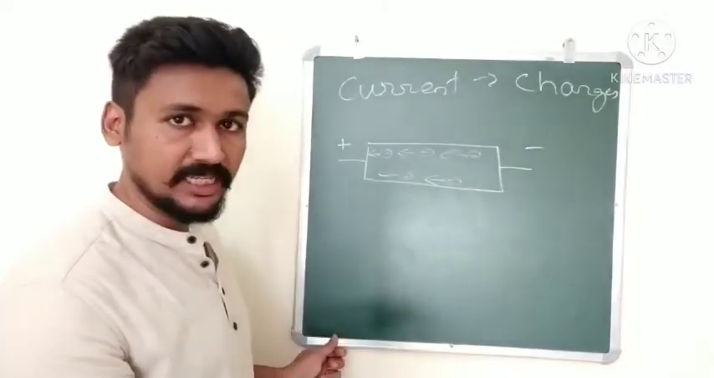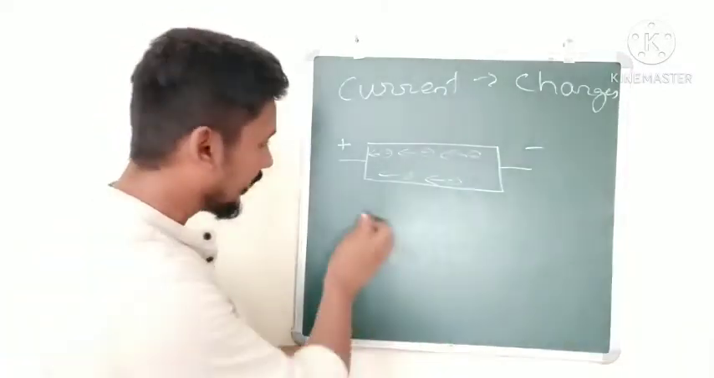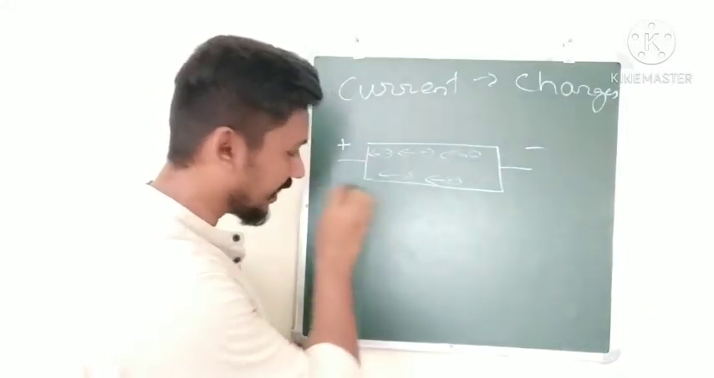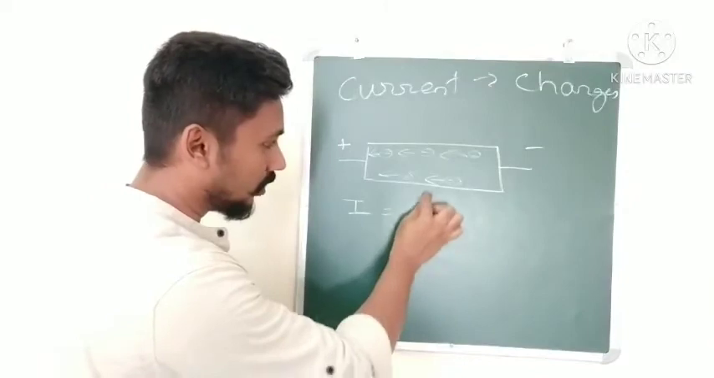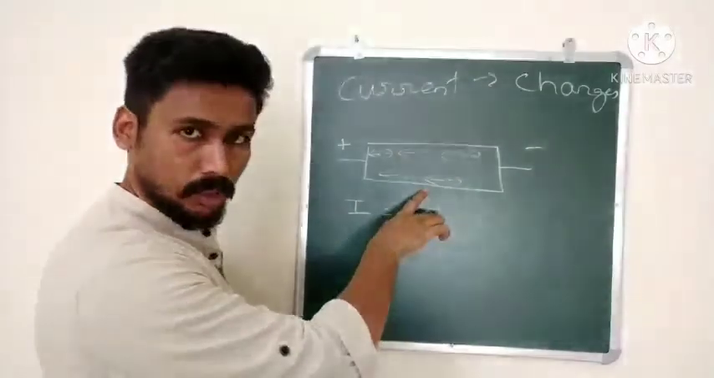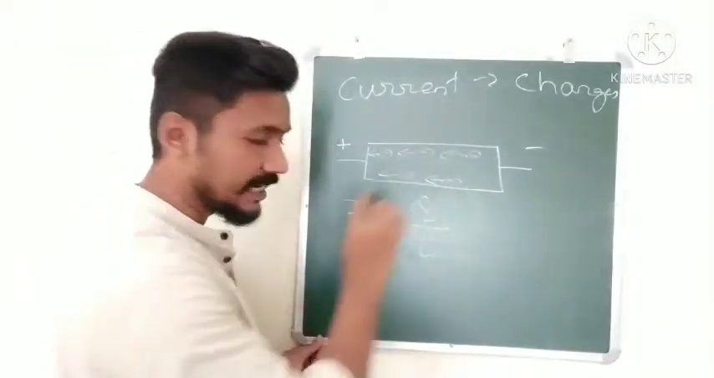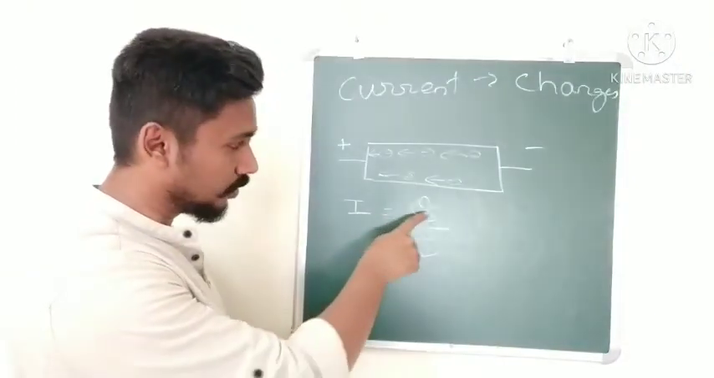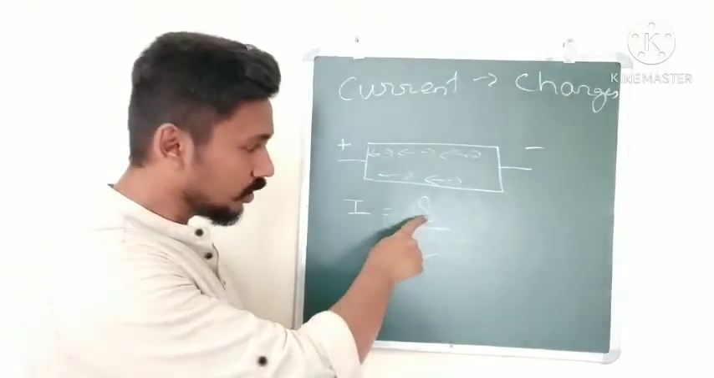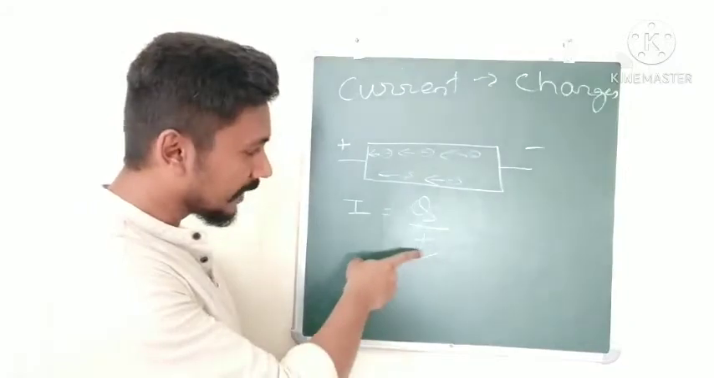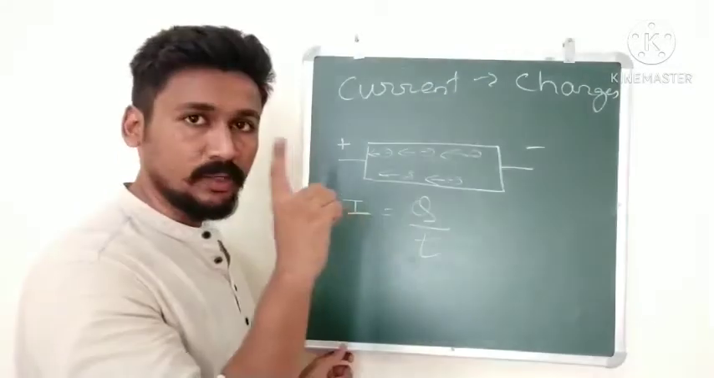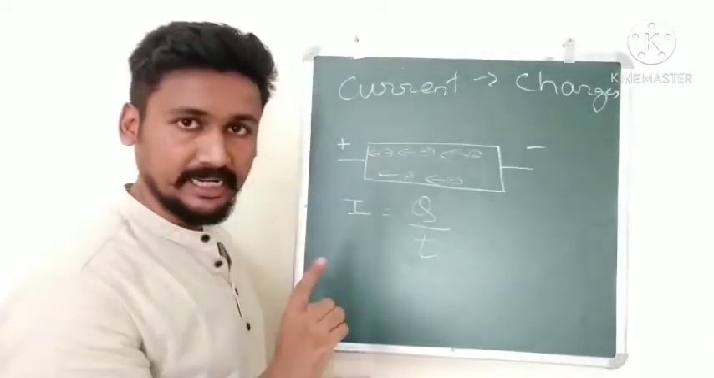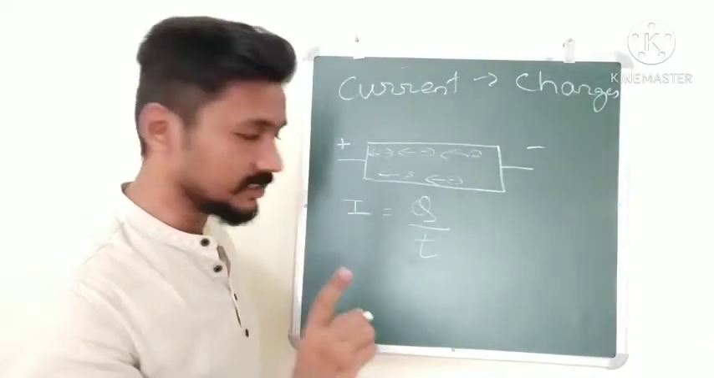And how can we measure the electric current? Electric current is denoted by capital I, and we define electric current as the amount of charge flowing through a cross section per unit time. And we say I is equal to Q upon T. Q stands for amount of charges, T stands for time. Okay, so how much charge is flowing in 1 second, that is known as the electric current. Okay, that is the definition.